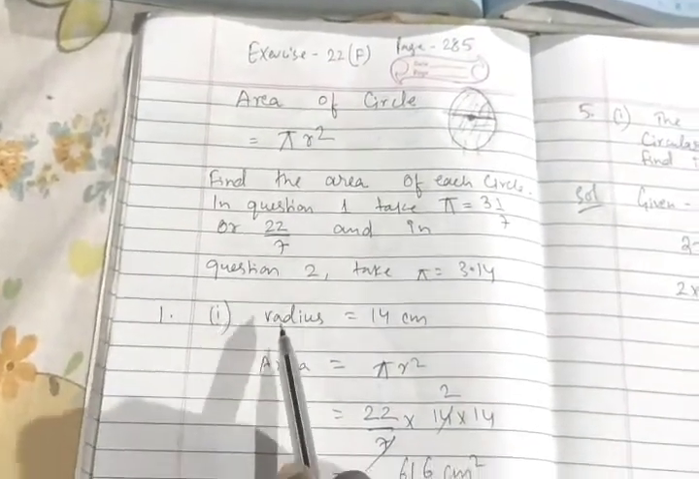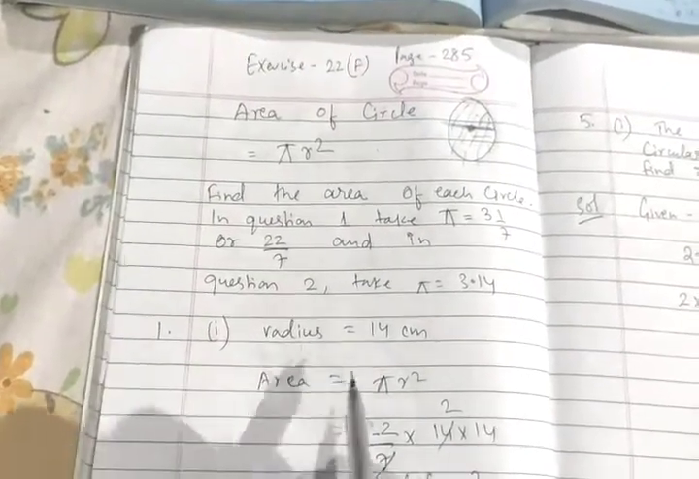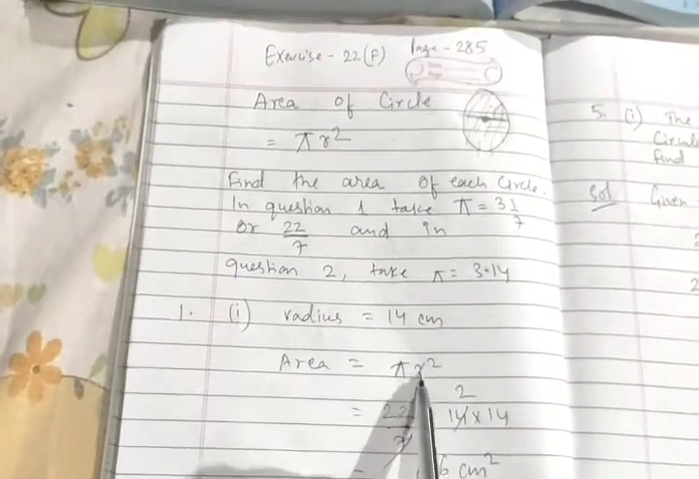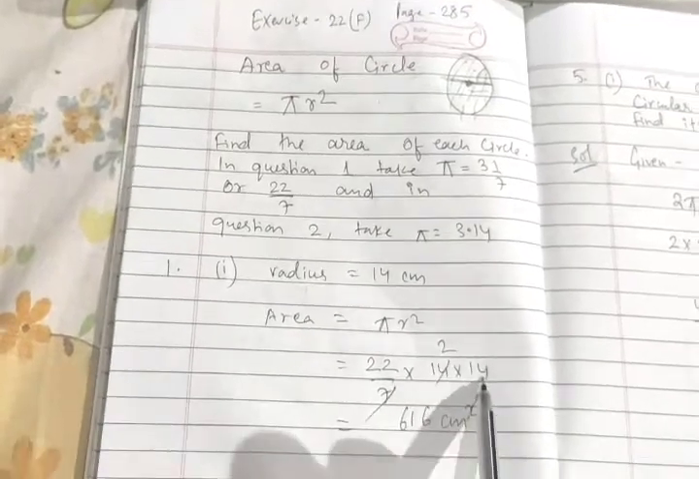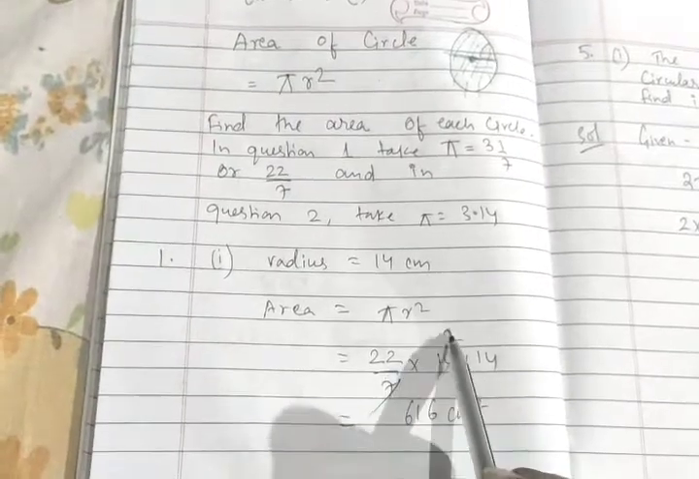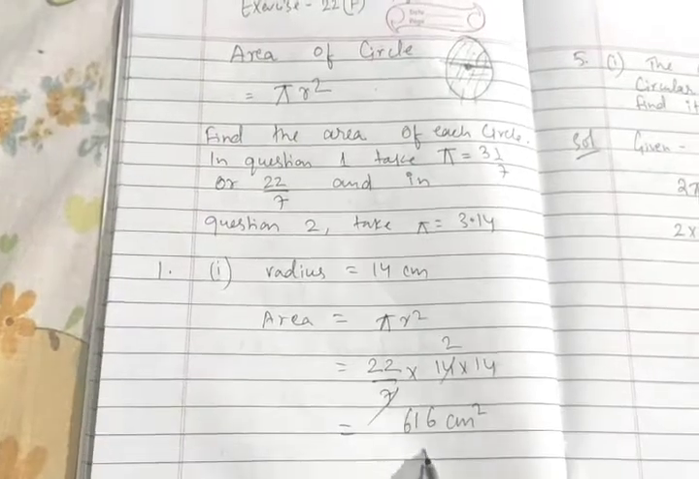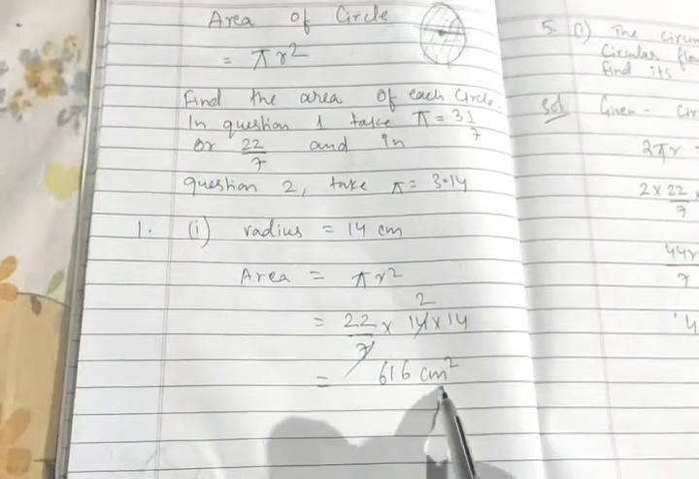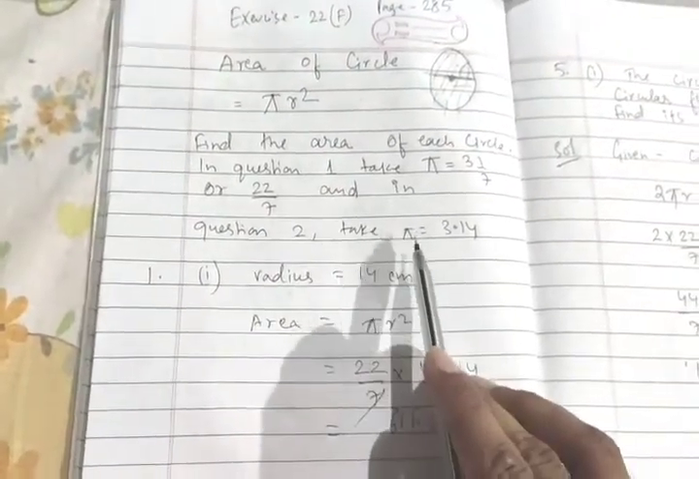Question number 1: radius is given, 14 centimeter, and you have to find the area. So area equals pi r square. What is the value of pi? 22 by 7, and r is 14. So 14 squared means 14 into 14. Now 14 will be cancelled with 7, 7 twos are 14. So what is left? 22 into 2 into 14. We will get 616 centimeter square. Since it is area, it will be centimeter square. So the first question is done. Remaining questions you try yourself, and if you have doubt you can ask me.